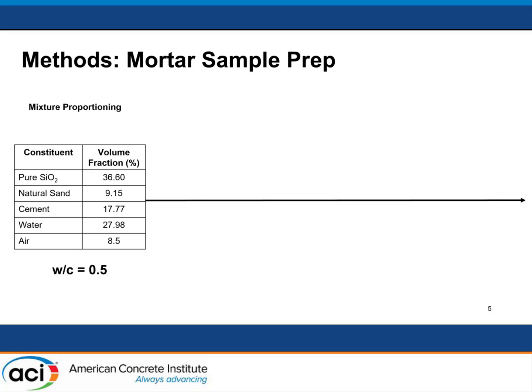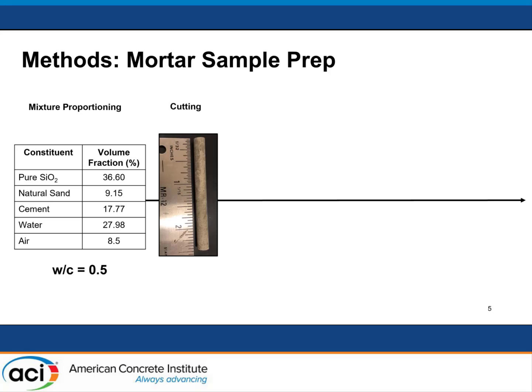So here are the mixture proportions for the mortar that was used. Here is our sample. It's a 1/4 inch sample, very small, and it was cut using a diamond wet saw to make sure that we didn't have any microcracking, because that could lead to preferential flow paths, which we wanted to make sure did not happen.